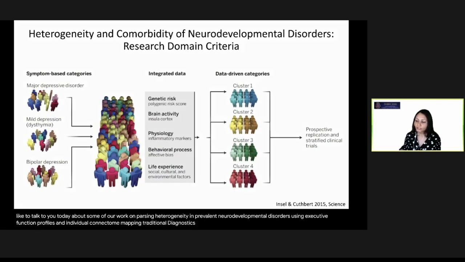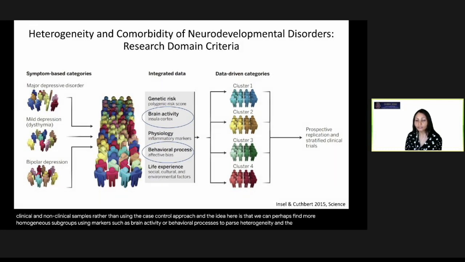Traditional diagnostic classification schemes are increasingly recognized as imperfect predictors of etiology and treatment response. Alternative systems, such as the Research Domain Criteria, or RDoC, are now focusing on the full range of variation in behavior across clinical and non-clinical samples, rather than using the case control approach. And the idea here is that we can perhaps find more homogeneous subgroups using markers such as brain activity or behavioral processes to parse heterogeneity and thus arrive at data-driven clusters of more homogeneous participants.